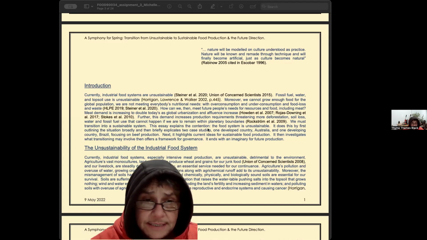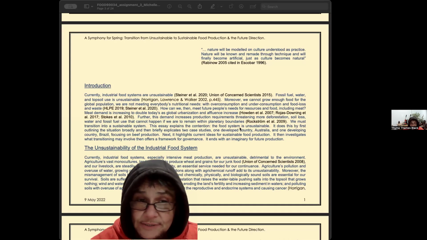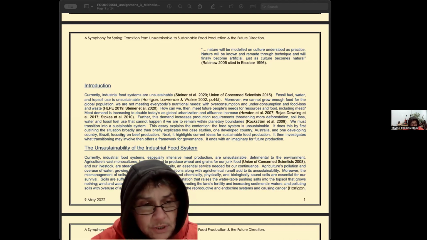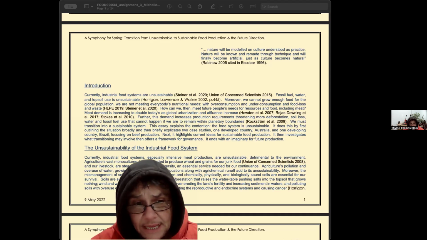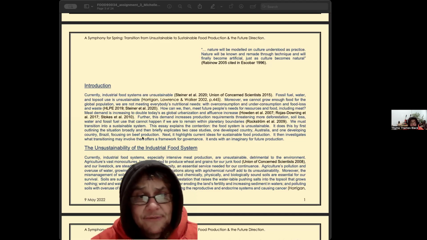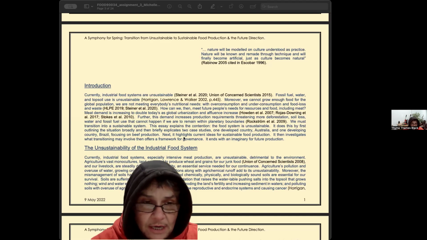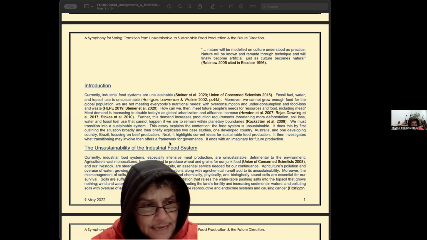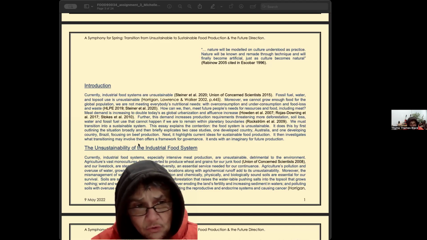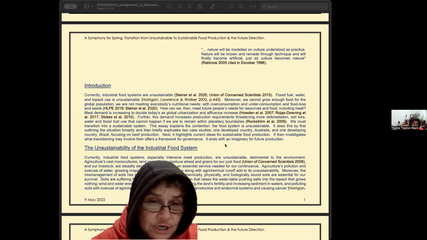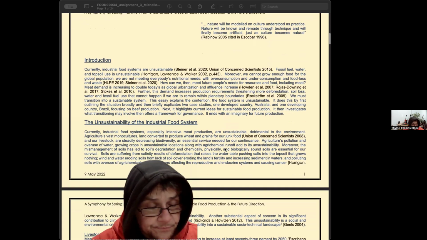This essay explains the contention the food system is unsustainable. It does this by first outlining the situation broadly and then briefly explicates two case studies, one developed country, Australia, and one developing country, Brazil, focusing on beef production. Next, it highlights current ideas for sustainable food production. It then investigates what transitioning may involve, then offers a framework for governance. It ends with an imaginary for future production.